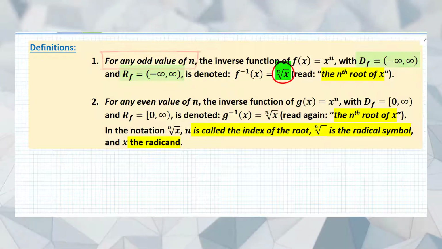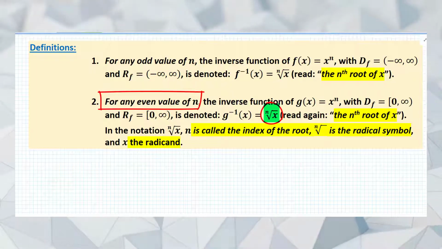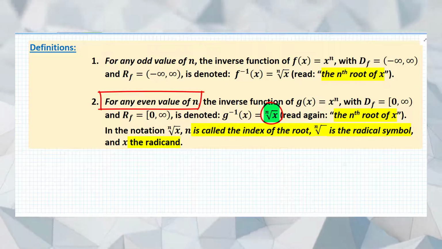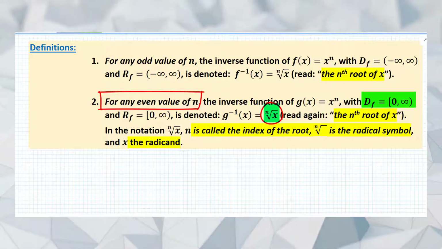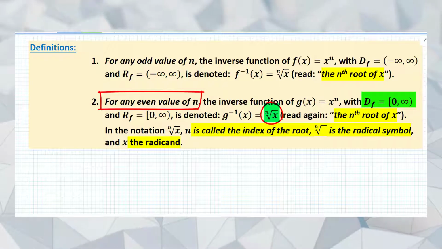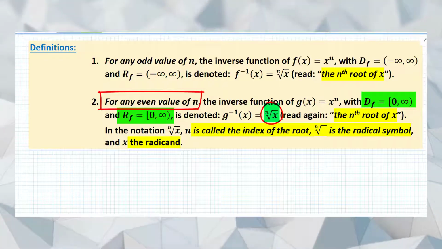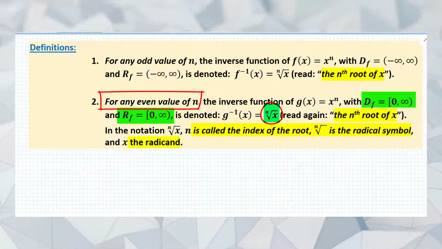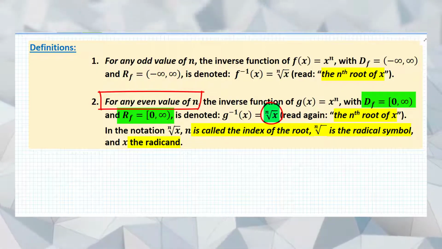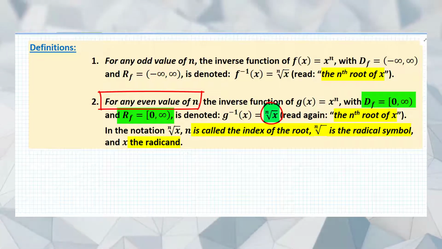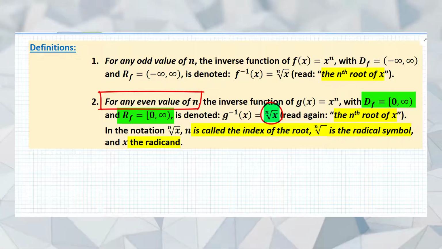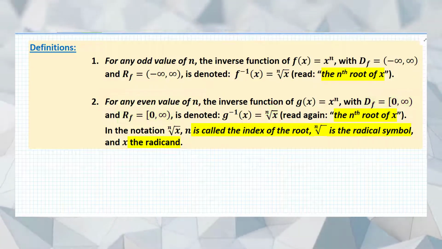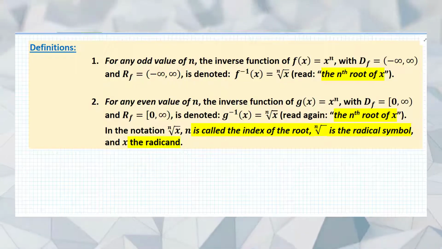On the other hand, when n is even, a polynomial of degree n has an inverse only when I restrict the domain of the function to [0, infinity), including 0. The range of that function is also [0, infinity). So the nth root of a real number, when n is even, is only defined for non-negative values of x. This is a little bit theoretical. In application, it is very simple. Let's go over a few examples.